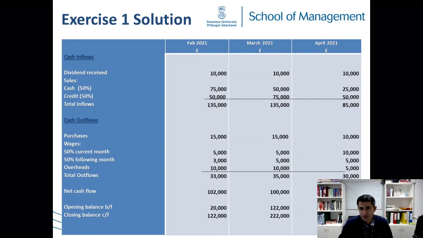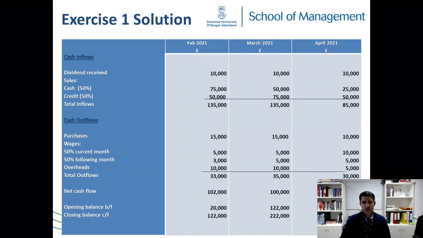And for April, as you see, it is 50,000. Why? Because 50% of March sales goes to April. Here we go, 50%, 50%. Okay, so we need to add up the total inflow for each month, and that's called total inflow there.